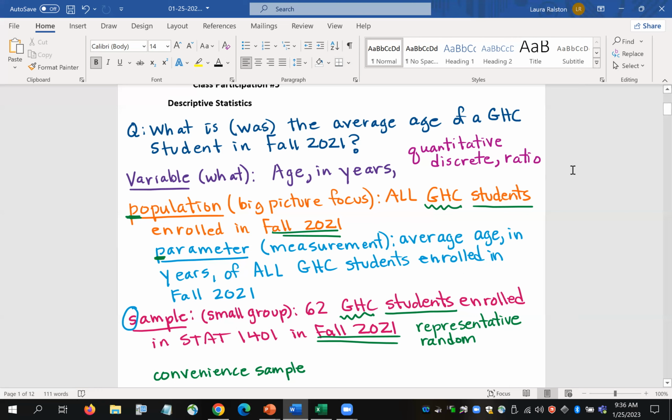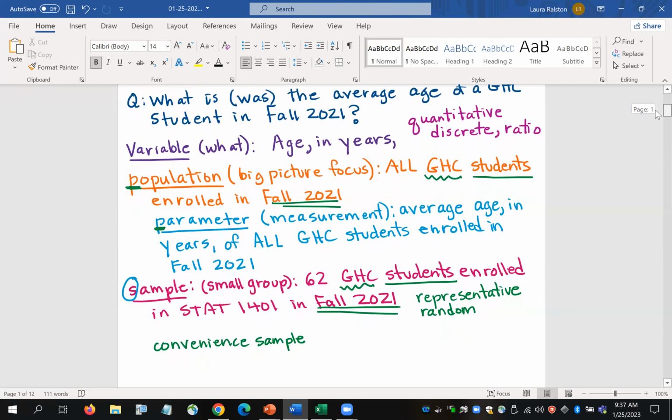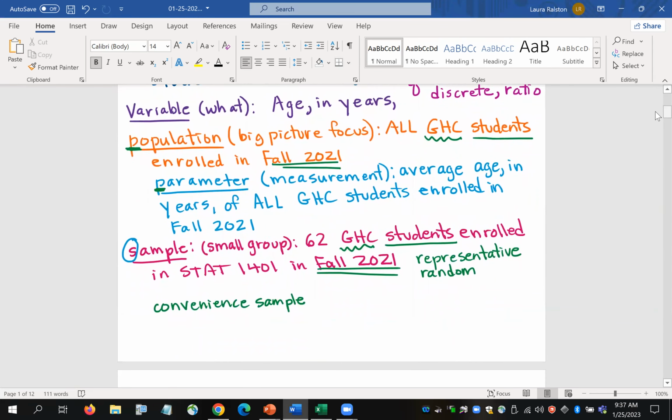The sample was the 62 GHC students that were enrolled in Stat 1401 in fall 2021. And it was definitely a convenient sample because, Miss Ralston, I had access to those students and asked them to complete a survey.